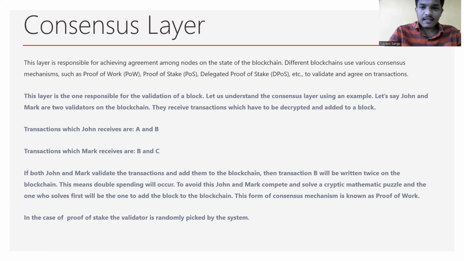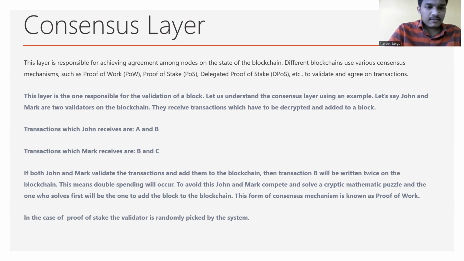Let us understand the consensus layer using an example. There are two persons, John and Mark, and they are the two validators on the blockchain. They receive transactions which have to be decrypted and added to a block.